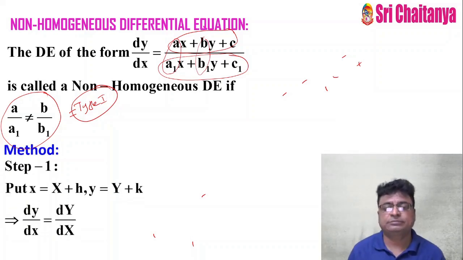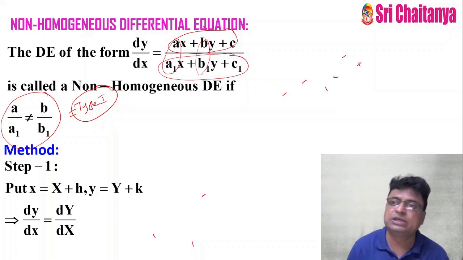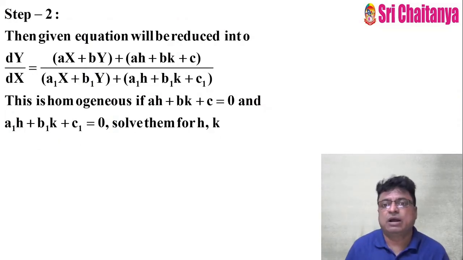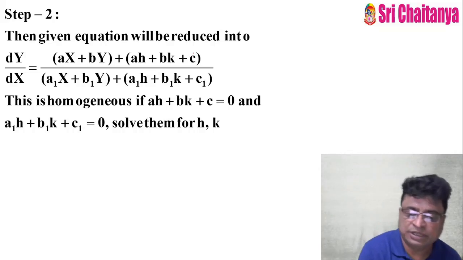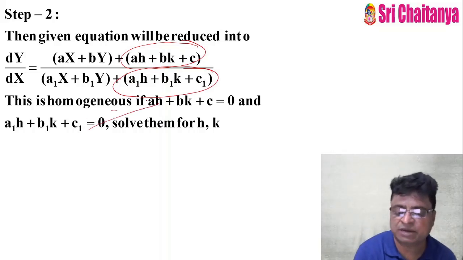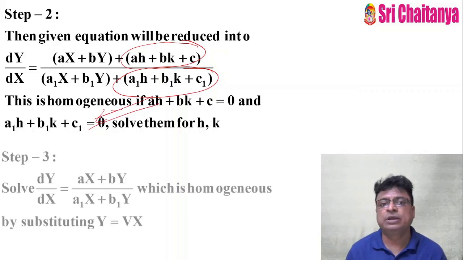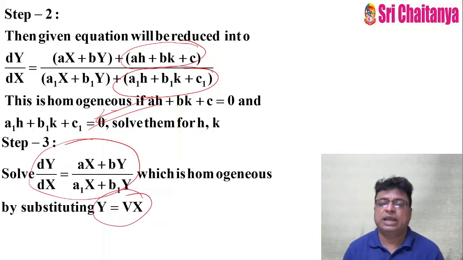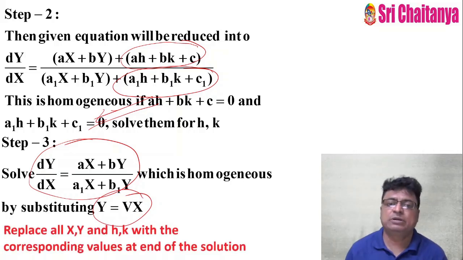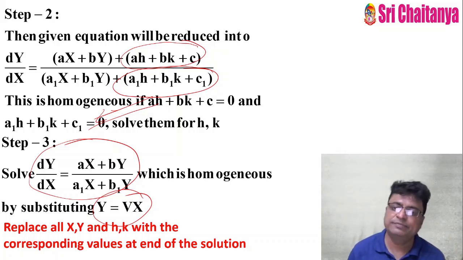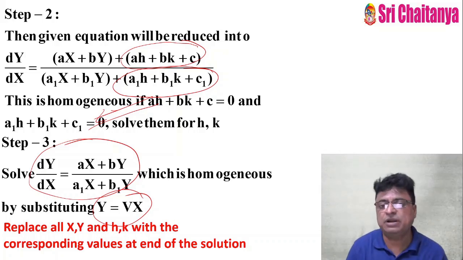So see the steps. Whenever I identify that this is non-homogeneous, my first concept is small x is equal to capital X plus h, small y is equal to capital Y plus k. Find dy by dx, and now substitute everything in the given equation. Automatically you will get an equation of this form. It becomes homogeneous provided this term as well as this term becomes 0. Solve these two equations for h comma k. Now the equation will be reducible into homogeneous. Then put y equal to Vx. Again, it will be reducible into variable separable. Solve, and replace x and y and h comma k with the corresponding values. You will get the answer. Clear? A very simple method. This is what? Non-homogeneous equation of type 1.